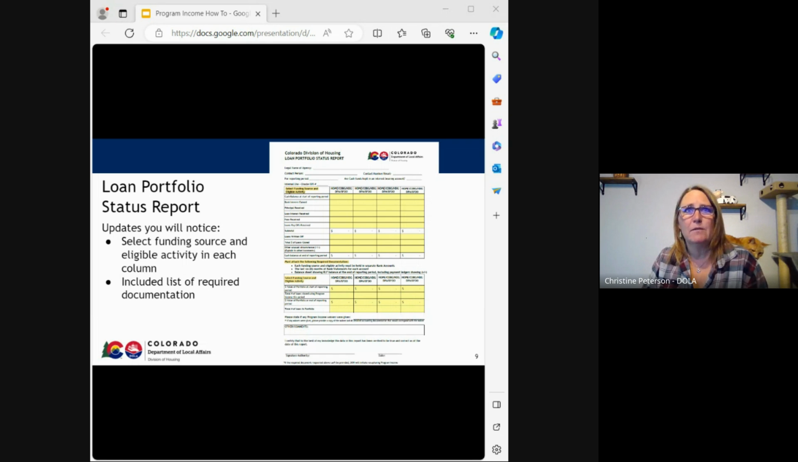When you're completing the report, please be sure that the cash balance at the start of the period equals the cash balance at the end of the previous period. That makes our bookkeeping a little bit easier to deal with and makes a little more sense to us.